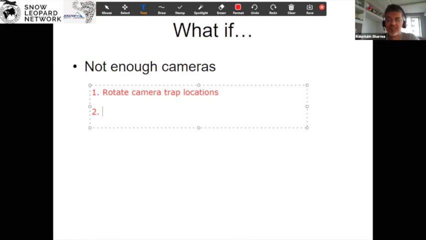Well, one of the very naive and still always useful suggestions is don't try to calculate snow leopard abundance. If you have just 10 cameras, 12 cameras, do something else with it. Try not to make too much out of that limitation that you have, right? If you really are constrained with the number of traps, then probably, yes, you can try to rotate them and sometimes it works very well.